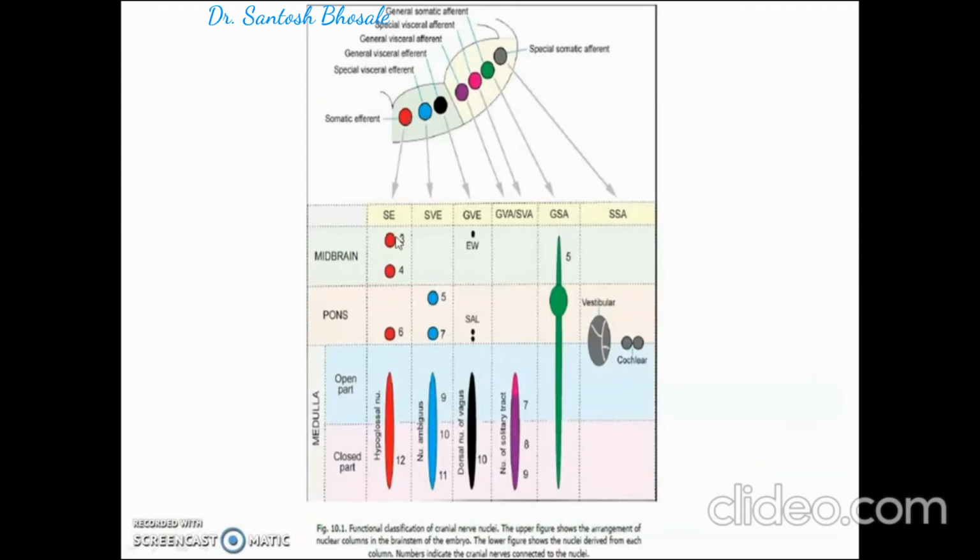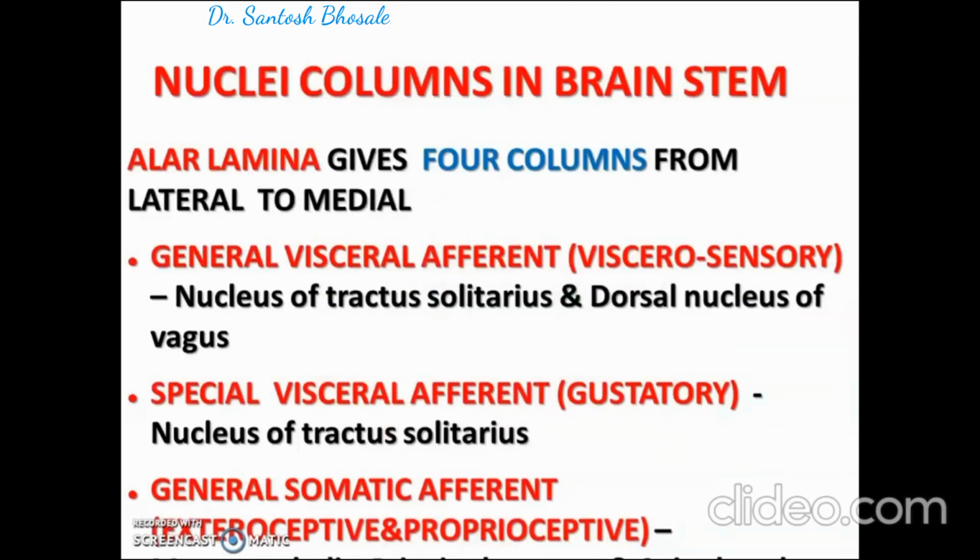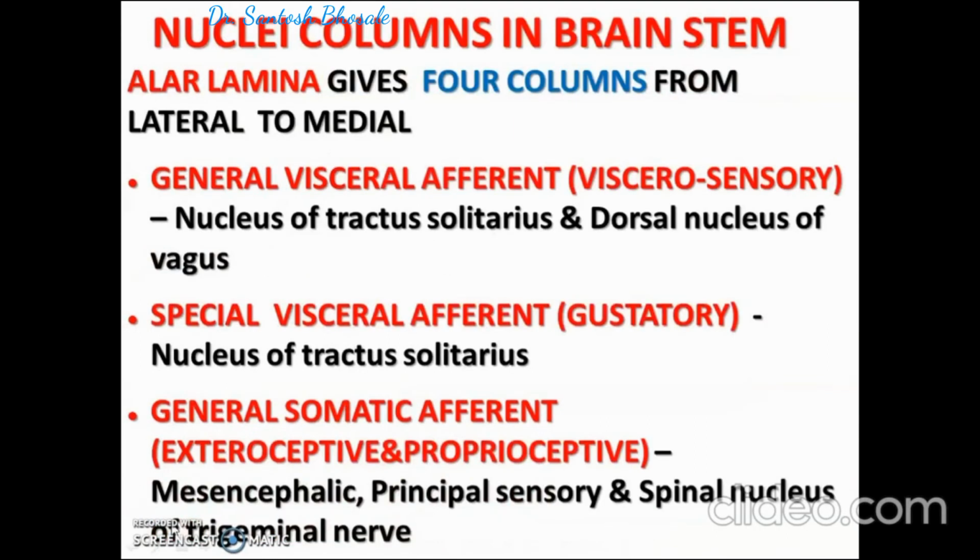So these 3 nuclei are derived from basal plate, that is you can see the oculomotor, trochlear, abducent and hypoglossal nerves, they are motor somatic efferent, whereas special visceral efferent branchiomotor by the trigeminal, that is mandibular division of trigeminal, facial, 9, 10, 11 nerves, and general visceral efferent is by the dorsal nucleus of vagus, whereas alar lamina gives rise to 4 columns of nucleus, that is general visceral efferent, special visceral efferent, general somatic efferent and special somatic efferent.